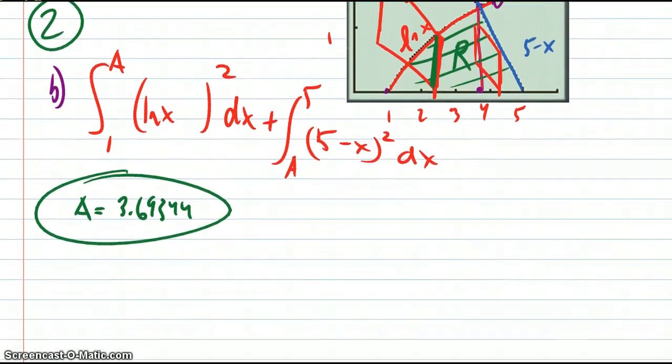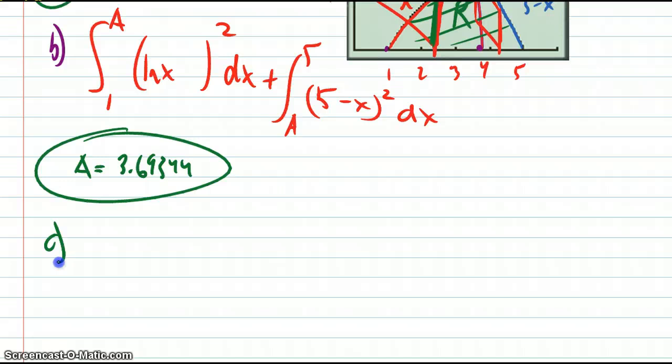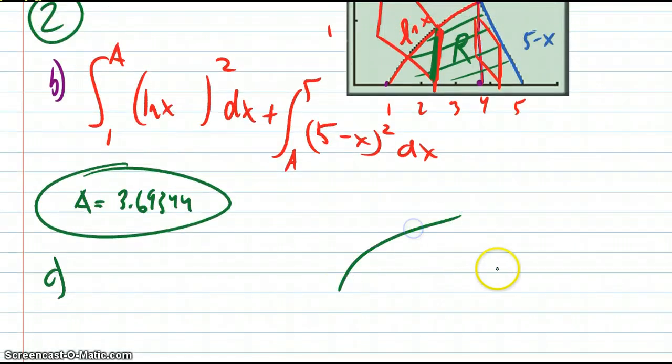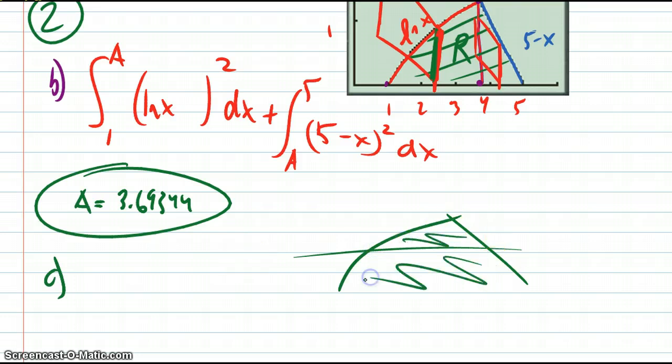Okay? And then for C, C is a little bit challenging here. It wants the horizontal line y equals k that cuts the area in half. So you have like this, and basically you want to cut the area in half. Not sure exactly where that happens. So, you know, there's a couple different ways to do this one.